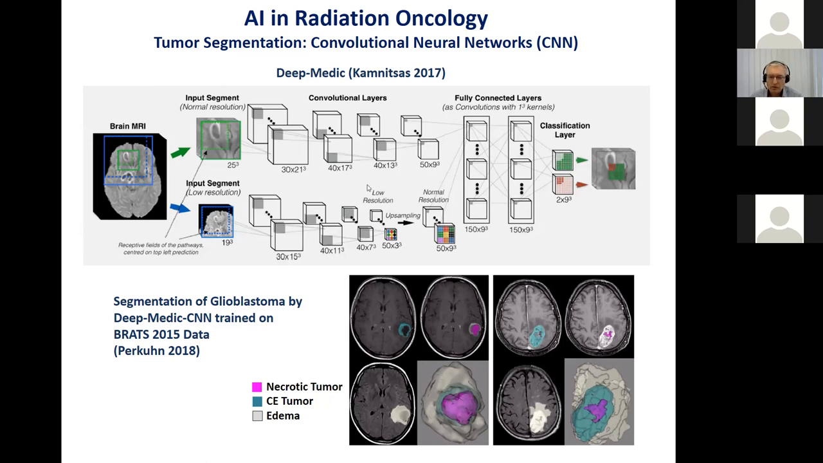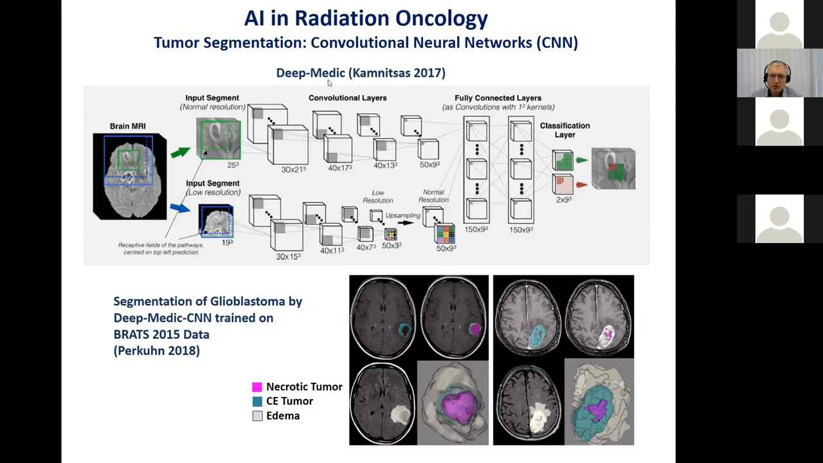And after the network has found the best convolutional filters and put everything together, in the end a segmentation will result. And in Cologne, the radiological department also has a lot of experience with this network. In 2018, they first used the network trained on this challenge data, and then they evaluated it with their own patients. And this worked very well. In this case, you can see a glioblastoma patient, and you can see that the necrotic tumor, which is magenta in this case, the contrast enhancing tumor, and also the edema are segmented with high accuracy.